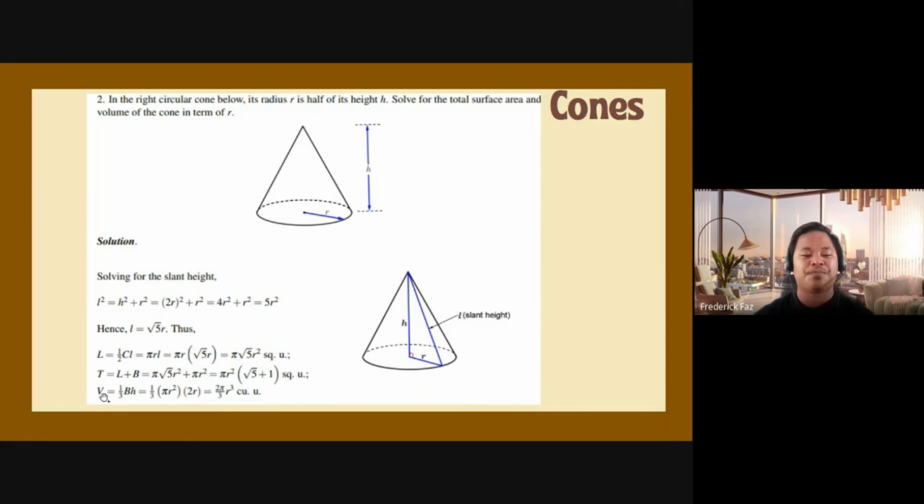And the volume is equal to 1/3 area of the base times height. So we have the area of the base pi R squared times the height 2R. So we have 2 pi over 3 radius cubed, cubic units.